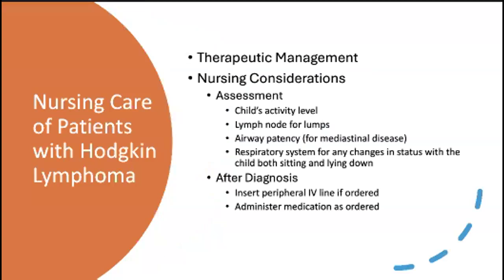Nursing care of patients with Hodgkin's lymphoma: we want to do therapeutic management. Therapy depends on the child's age, diagnosis, disease stage, and histological type. Nursing considerations: what's your child's activity level? Are there lymph nodes with lumps? How's their airway patency if we have mediastinal involvement? Monitor the respiratory system for changes in status. After the diagnosis, you're going to be doing IV line access and giving medications and treatments as ordered.